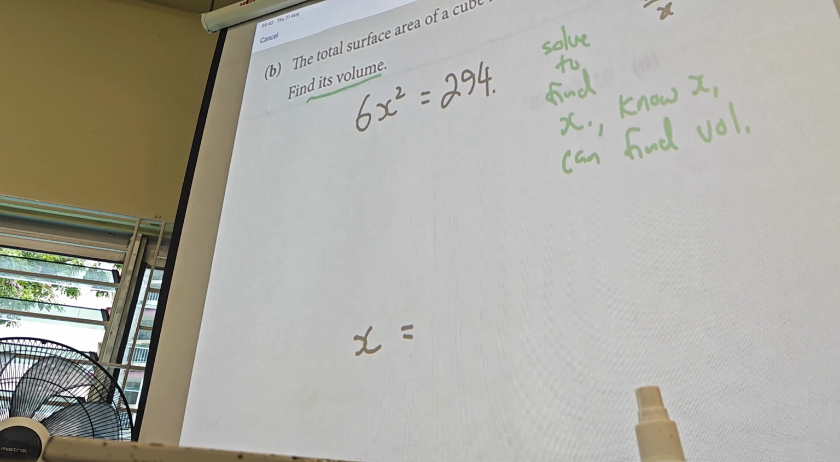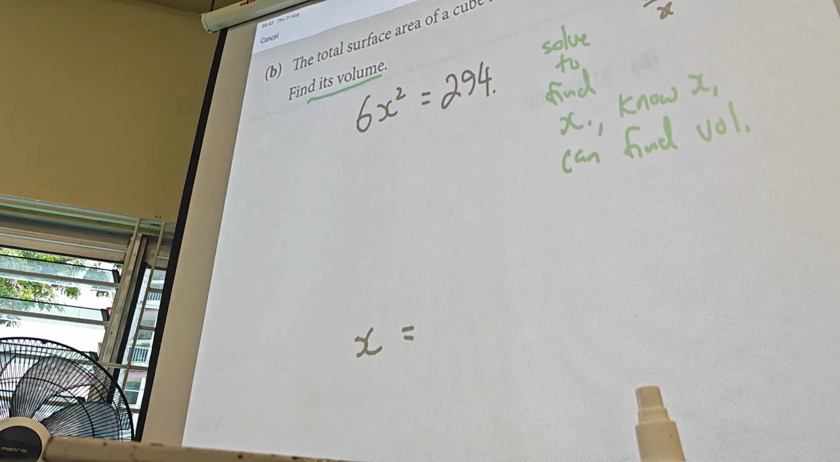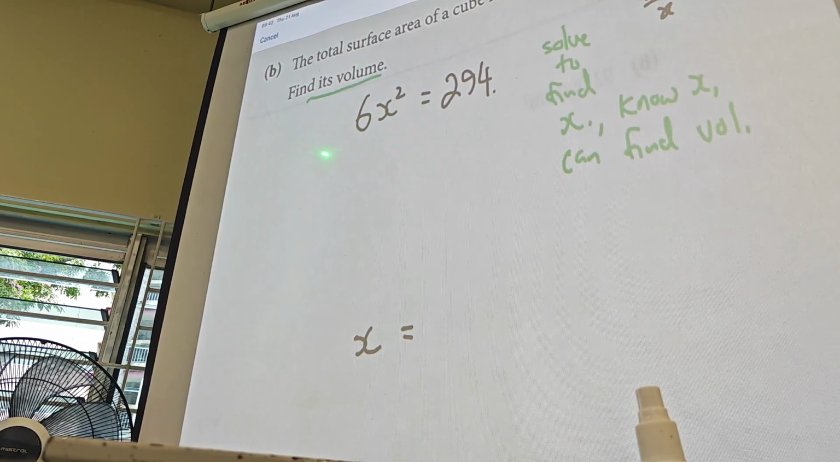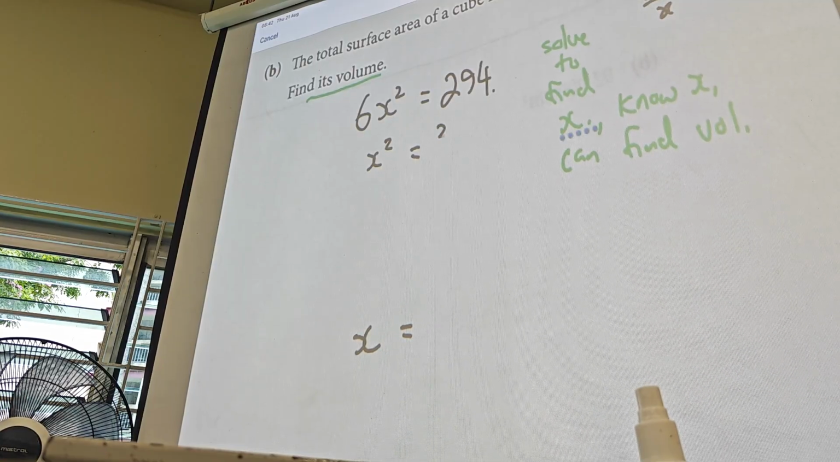Okay? So between the 6 and the square, I must remove the 6 first. How do I remove 6? 6 times x squared, I don't want the 6, so I need to divide first. So when I divide both sides by 6, 294 also must be divided by 6.